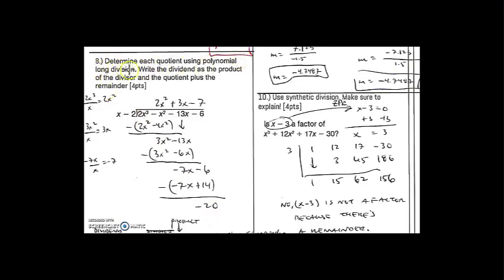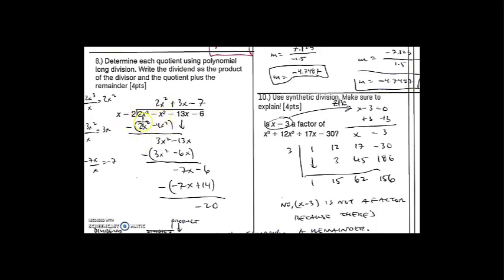So I wanted to see a long division. Write the dividend as the product of the divisor and quotient plus the remainder. So how many times is x going to 2x cubed? You can do a side problem here and simplify that, and you get 2x squared. Now you're going to multiply, and right there you're going to subtract. So 2 minus 2 is 0.